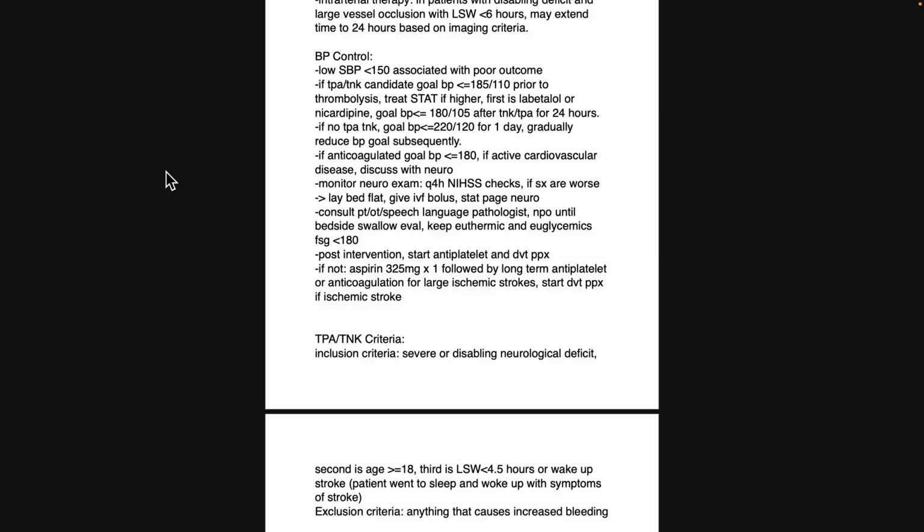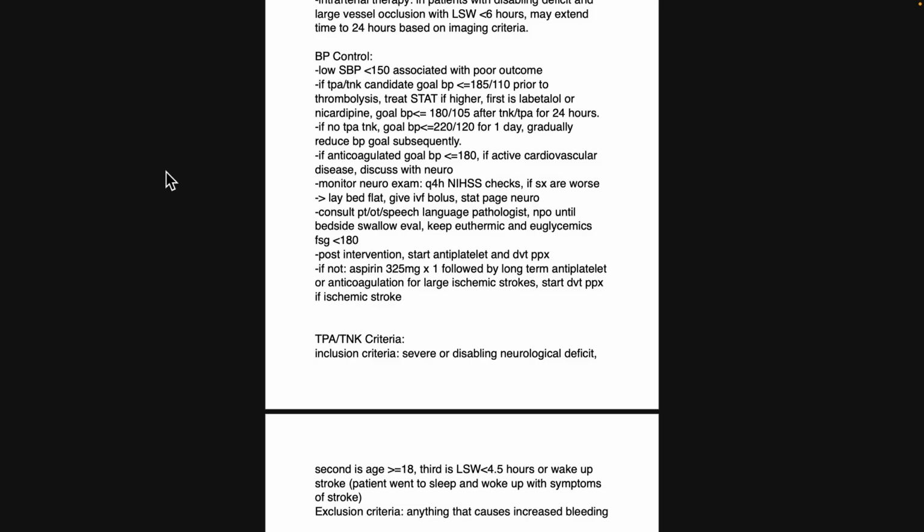If the patient is a TPA TNK candidate, the goal blood pressure is less than or equal to 185/110 prior to thrombolysis. You treat stat if higher. The first drug is labetalol or nicardipine. The goal blood pressure is less than or equal to 180/105 after TNK TPA for 24 hours. If no TPA or TNK, the goal blood pressure is less than or equal to 220/120 for 1 day. Gradually reduce blood pressure goal subsequently. If the patient is anticoagulated, the goal blood pressure is less than or equal to 180. If active cardiovascular disease, discuss with neuro.